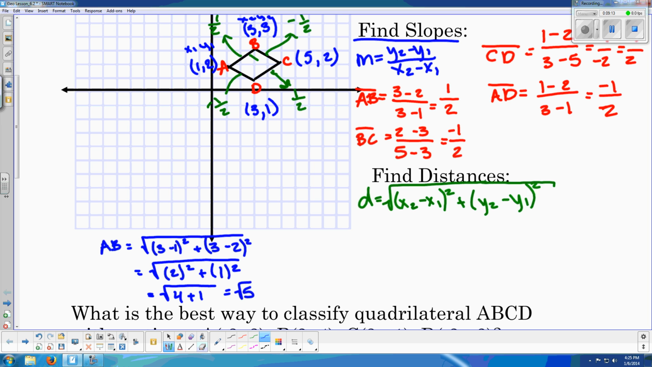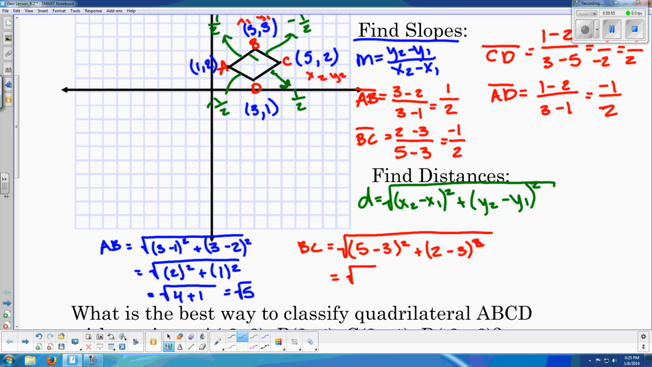Now we need to find our distance for BC and decide if they are the same, because if they are not the same, then it can't be a rhombus. But if they are the same, then we are in business. So we are going to do BC. Let's do x1, y1, and x2, y2. And we have BC is equal to the square root of (x2, which is 5, minus x1, which is 3) squared, plus (y2, which is 2, minus y1, which is 3) squared.